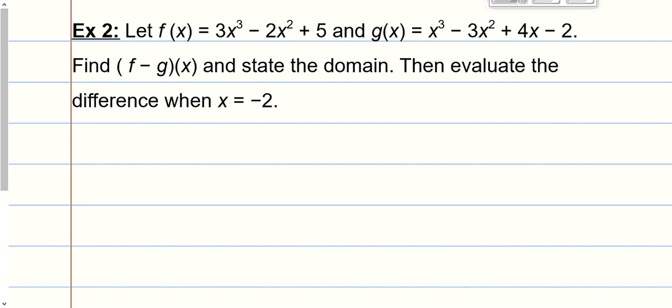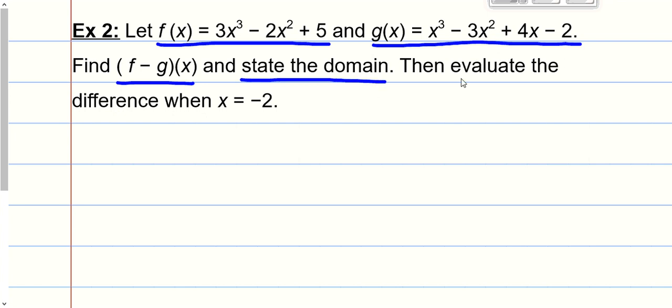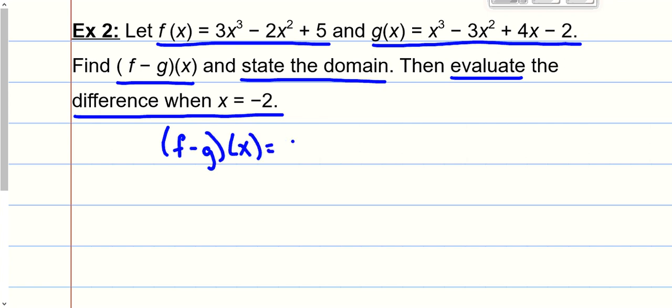All right, example 2. Let f of x equal 3x cubed minus 2x squared plus 5, and g of x equals x cubed minus 3x squared plus 4x minus 2. Find f minus g of x, state the domain, and then evaluate the difference when x equals negative 2. So, let's get started on that. We have f minus g of x, which just means we're going to have f of x minus g of x.